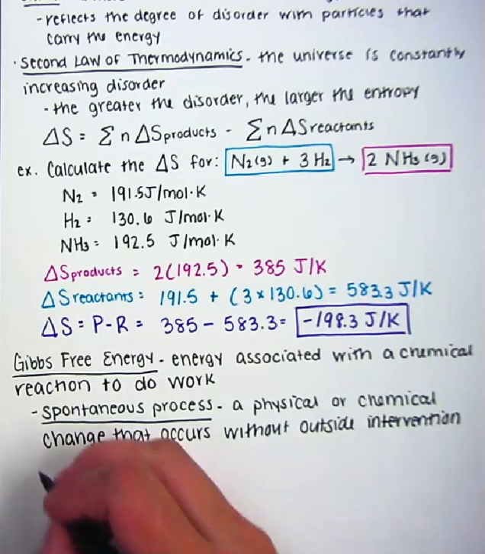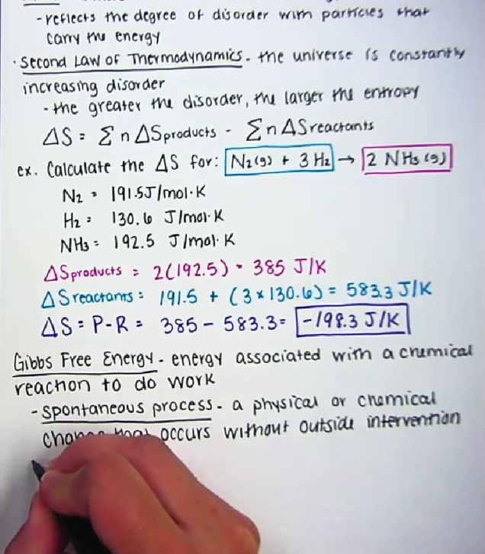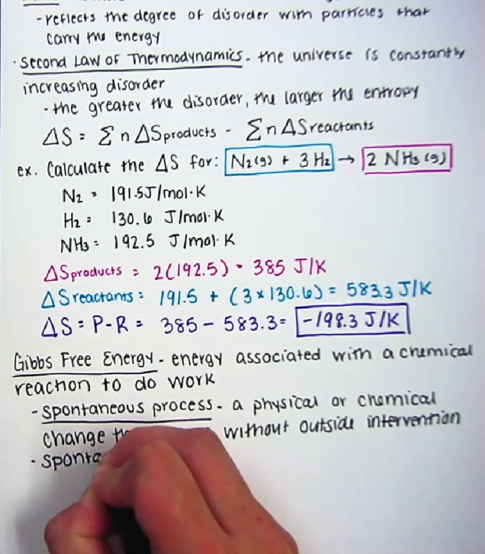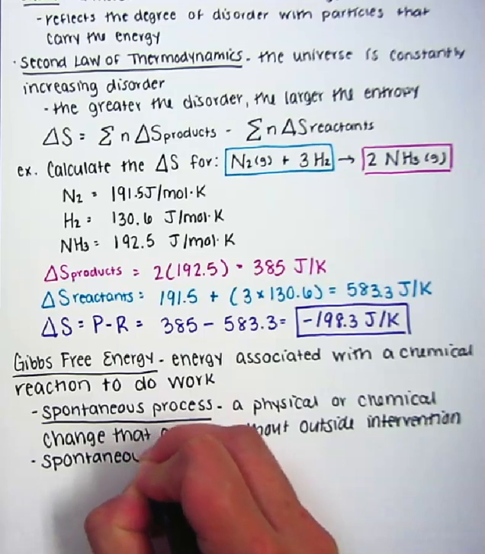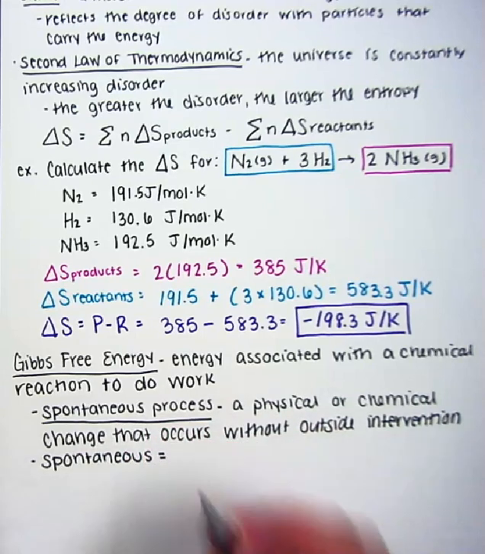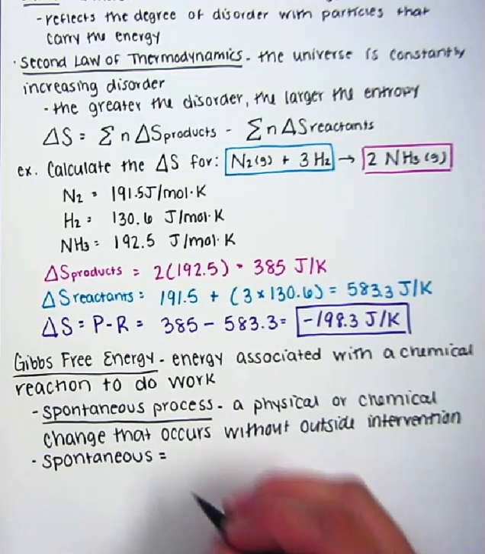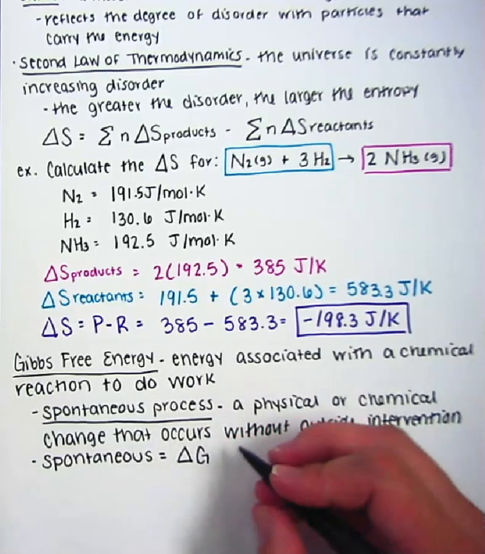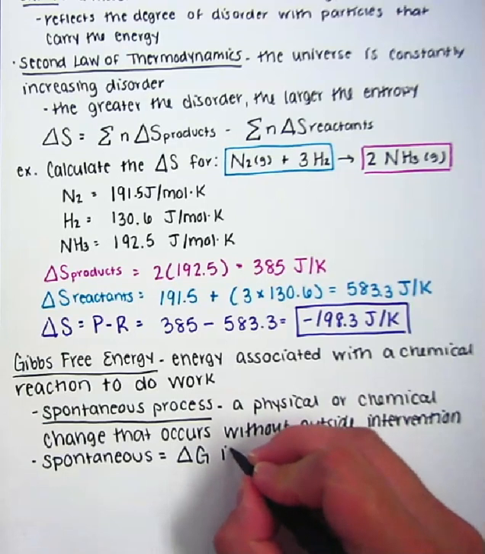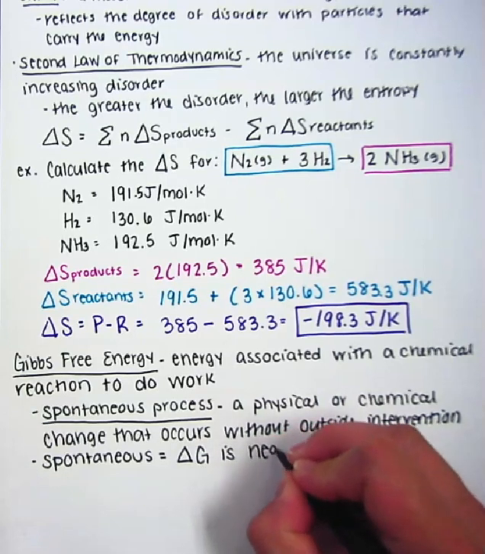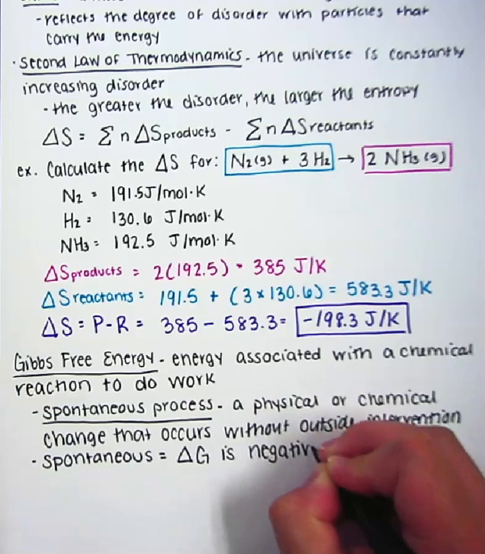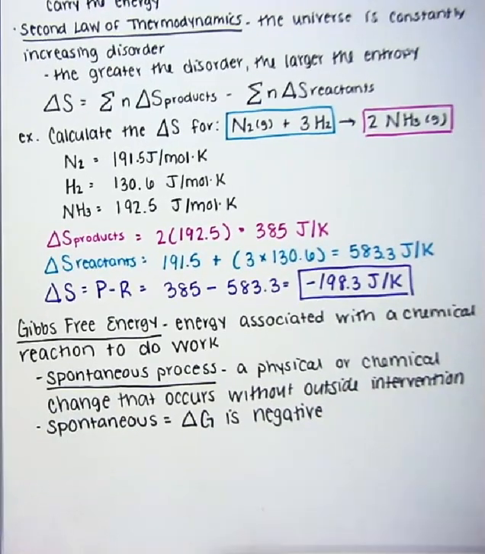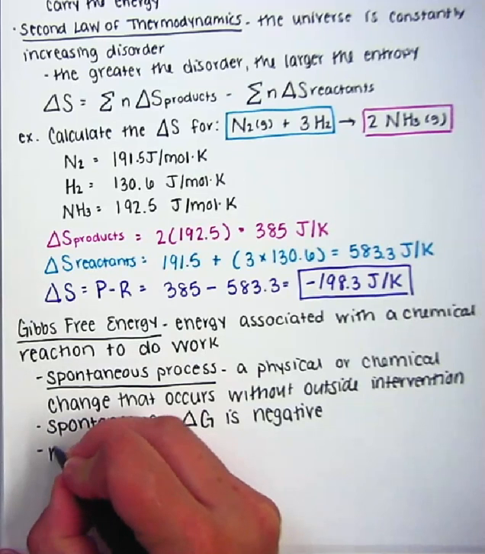The way we tell if a reaction is spontaneous is based on our value once we calculate Gibbs free energy. Spontaneous reaction, delta G is negative. If it takes energy, if the reaction has to do work, it is going to be called non-spontaneous.